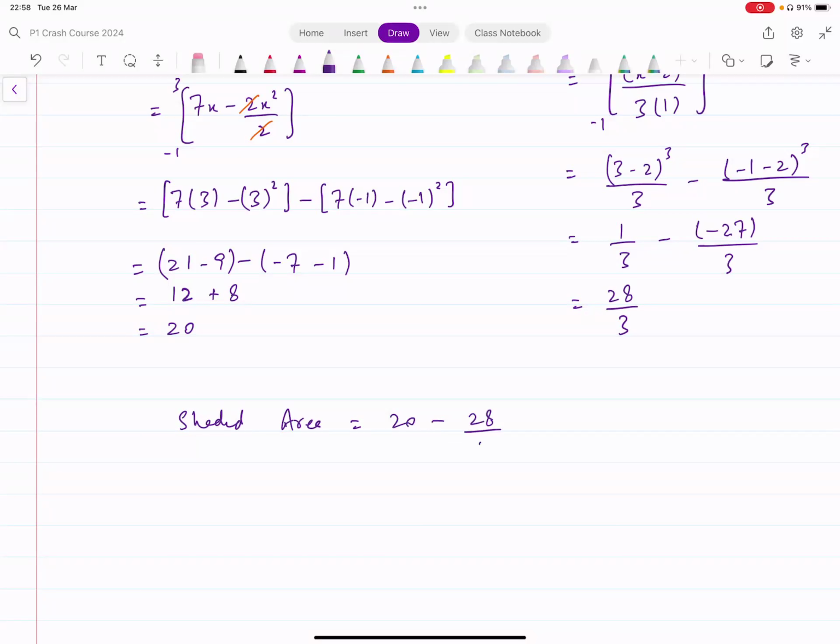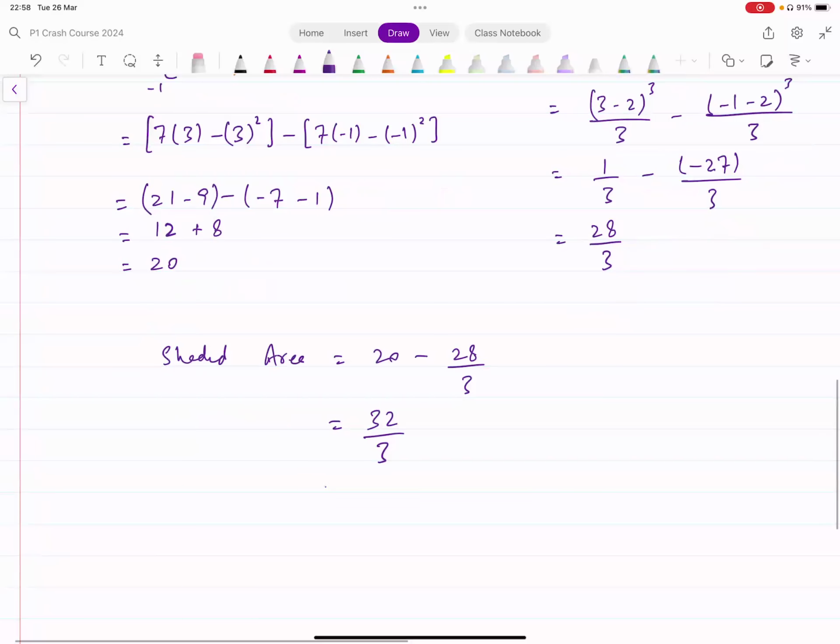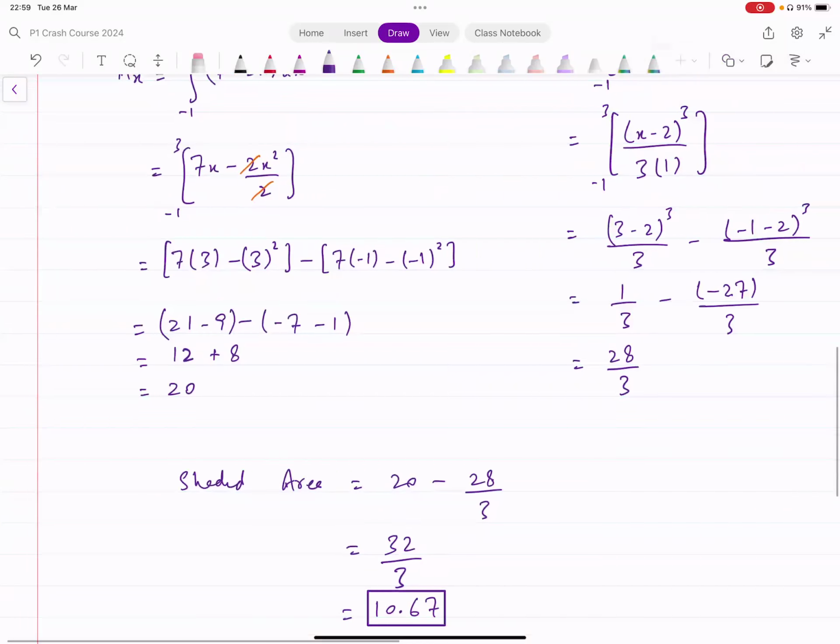20 minus 28 over 3, that is 60 minus 28, that's 32 over 3. In decimals, that's going to be 10.67. That's the shaded region that we were looking at. Is that correct?